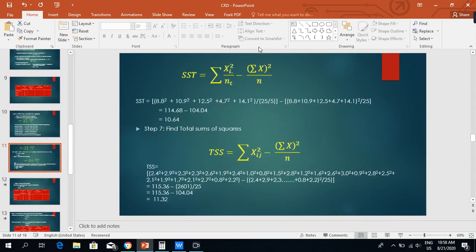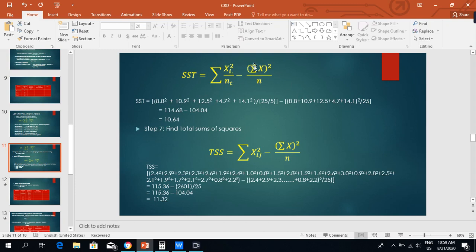Then we can substitute a value for this equation. To obtain the value for this part, you should add the squared value of the total yield of each tomato variety together, and it should be divided by the number of observations per treatment, NT, 25 divided by 5. So you can obtain a value for this part like that.